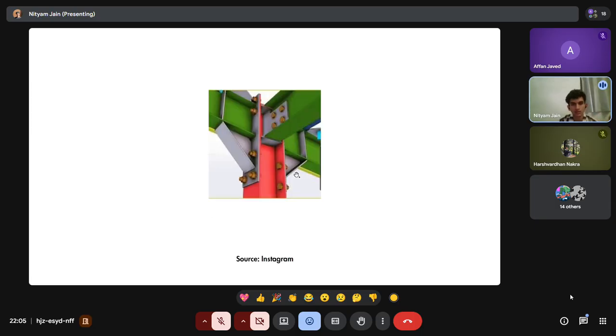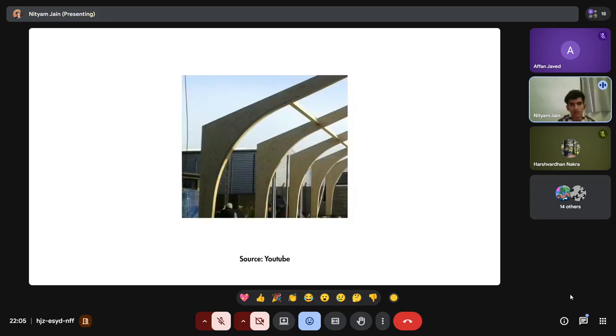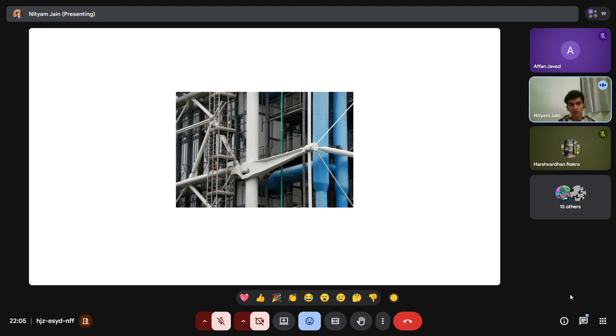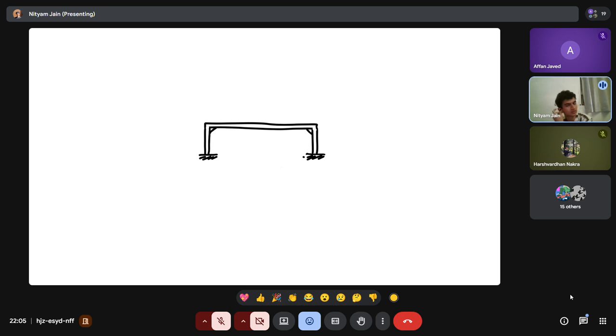So just to visualize it, this becomes like a rigid joint where no movement is allowed, something like this as well. But this is like a literal pin joint where things can move and rotate. This is the detail from Pompidou Center. So basically, in a fixed joint, there is no rotation, no vertical movement, no horizontal movement.